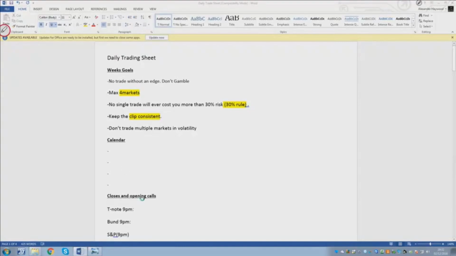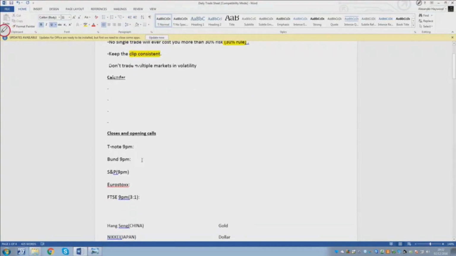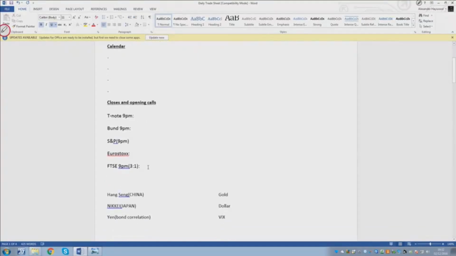We then start off our day by registering where the closes and the opening calls might be. Now, again, this might differ for various traders, but important, if you're trading the European session, you need to know what happened in the overnight session. If you're trading the US session, you need to know how the European session traded, and then base your opening and closing calls on that.